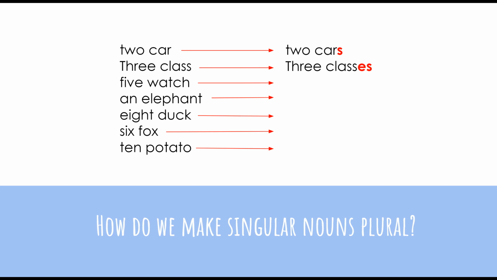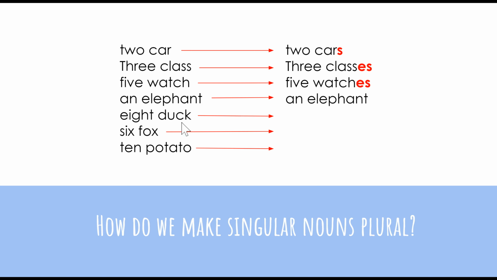Five watch, I'm referring to multiple. Watch ends in TCH, and I know that when a noun ends in TCH, I have to add ES onto the end to make it plural. An elephant, I'm just referring to one elephant. Therefore, it's a singular noun, so I don't need to make any changes when writing that again.